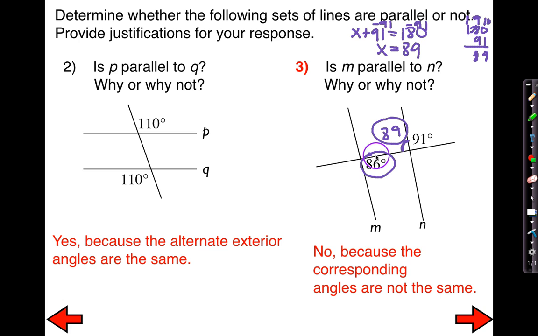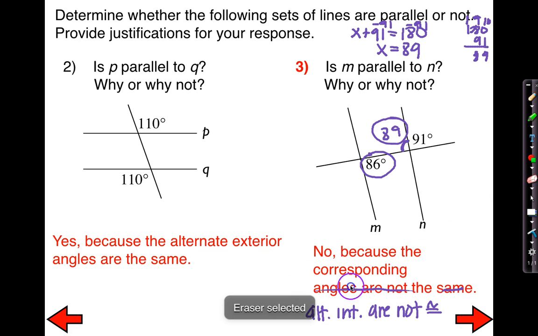And for those reasons, I would say they are not parallel, because you would expect in this case, alternate exterior angles to be the same. So I'm going to say no because alternate interior angles are not congruent. But you'll notice I did have a different answer below. Now some students might look at it differently.